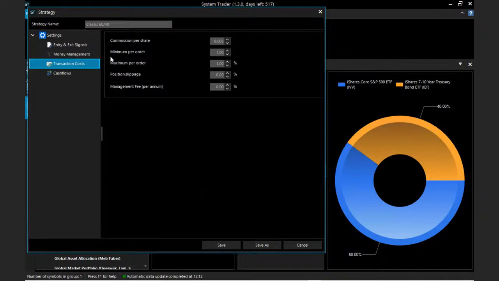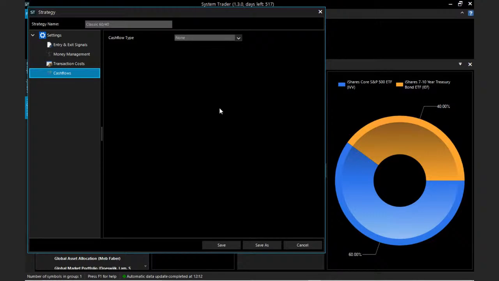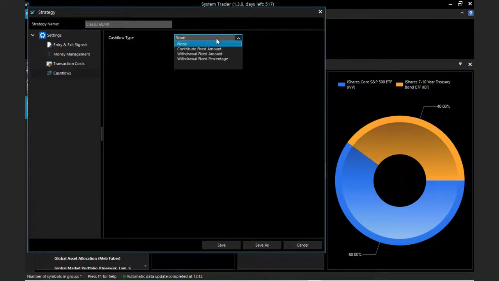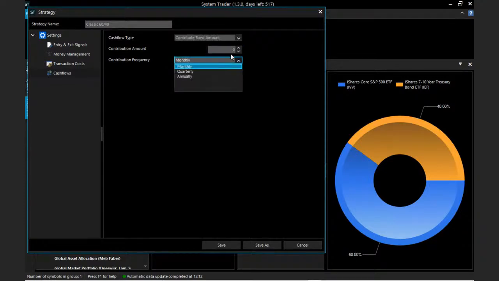Here are the transaction costs. So of course we have to buy and sell the ETFs, so we have to have some costs. And the cash flows. For example, you would like to see how your portfolio is growing when you are in the phase of accumulation, when you are putting aside regularly some money. For example, you would like to contribute some fixed amount of money every month or every quarter or annually, and then you just define some contribution amount.